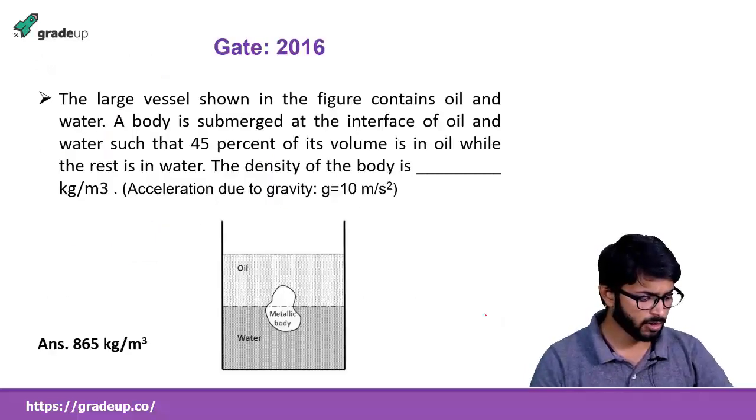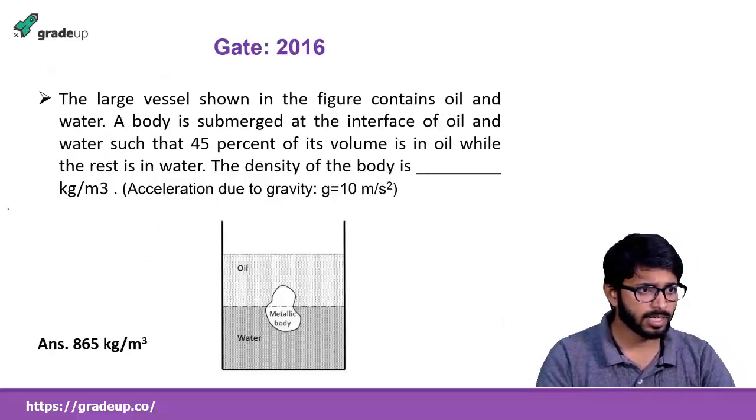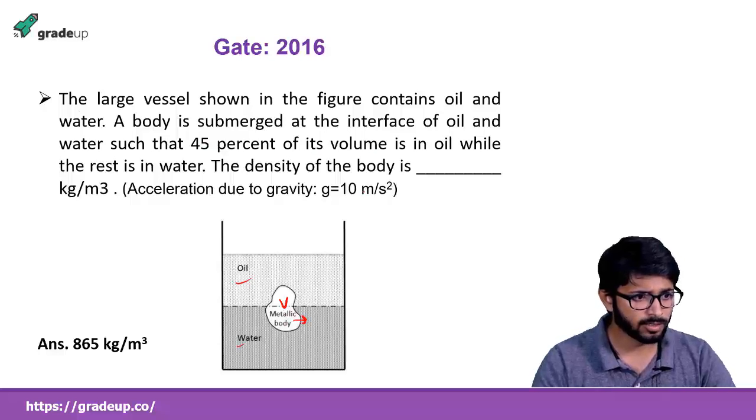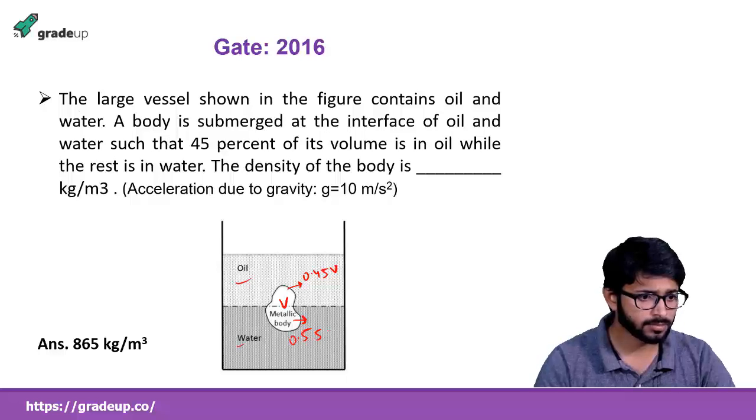Okay, so now moving on, let's talk about an example. It is a GATE 2016 question. Here the large vessel shown in the figure contains oil and water, and a body is submerged at the interface of oil and water such that 45% of its volume is in oil while the rest is in water. Say the volume of this body is V. So 45% of this volume is in oil. Here 0.45 V is in oil and 0.55 V is in water.